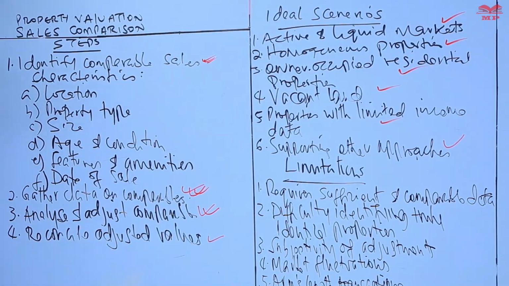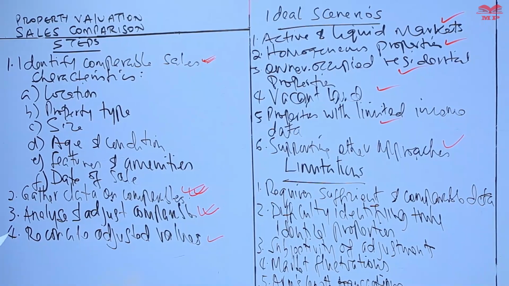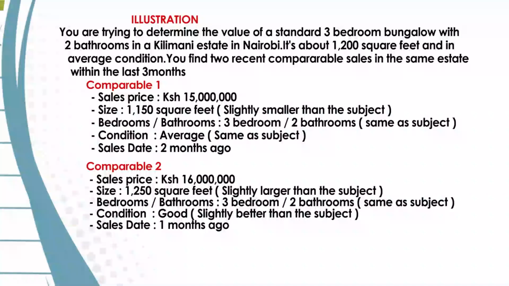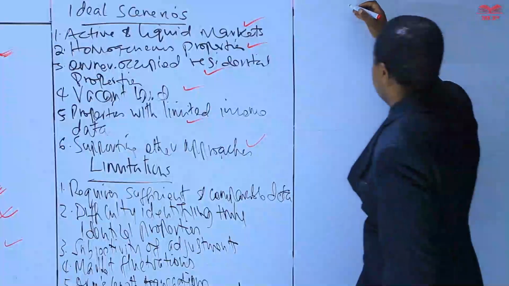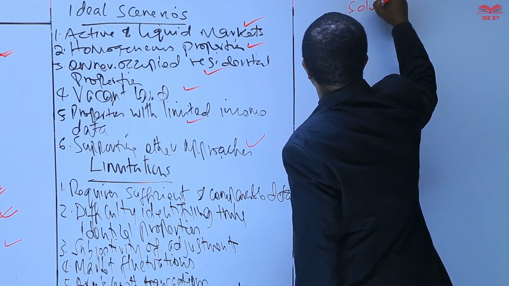Analyze and adjust comparables. Now look at comparable 1. Comparable 1, the size is 1,150 square feet. And you see the subject bungalow is 1,200. So the question is, is it larger or smaller? So the subject is larger. The subject is 1,200 square feet and comparable 1 is 1,150. So it is larger by 50 square feet. So we are applying adjustments. We are solving this problem. Solution.